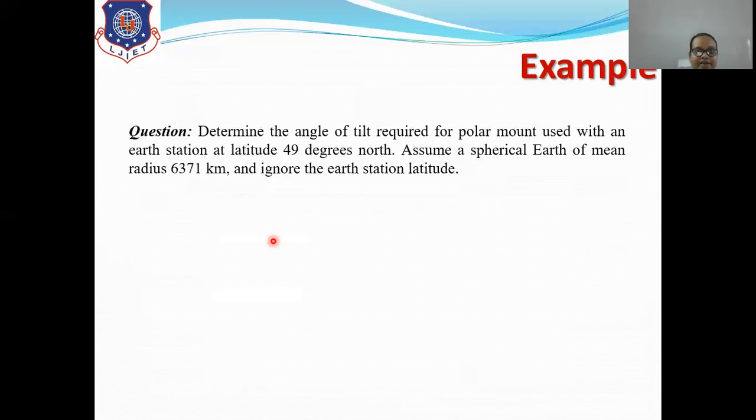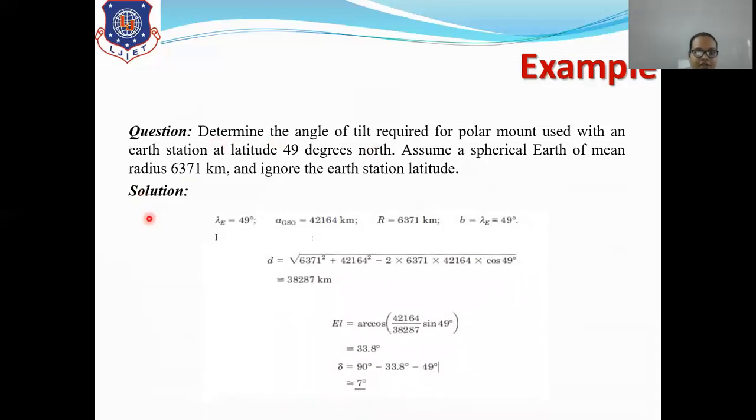For this example, the question has been given: determine the angle of tilt required for a polar mount used with an earth station at latitude 49 degrees north. Assume a spherical earth of mean radius, which means the earth radius is given, and ignore the earth station altitude. The latitude has been given as 49 degrees north, which is positive. So now let's see the solution. This is lambda e, which is north, so it is taken as positive 49 degrees. AGSO is constant, 42,164. Radius of earth is again constant, and here lambda E is equal to 49.